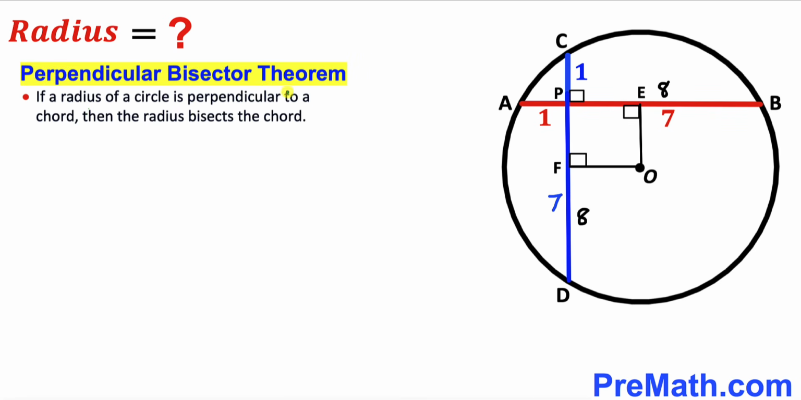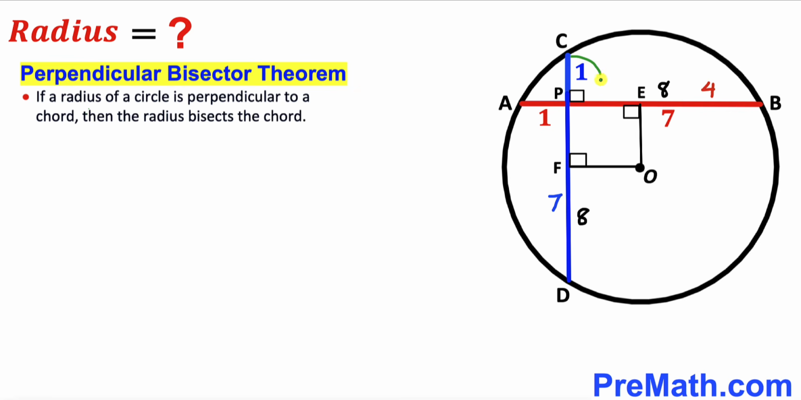Now let's recall the perpendicular bisector theorem. According to this theorem, if a radius of a circle is perpendicular to the chord, then the radius bisects the chord. So no wonder this chord AB is divided into two equal parts: this segment AE equals this segment BE. We know this whole chord AB length is 8, so this AE segment length is going to be half of that, which is 4, and likewise BE length is 4 as well.